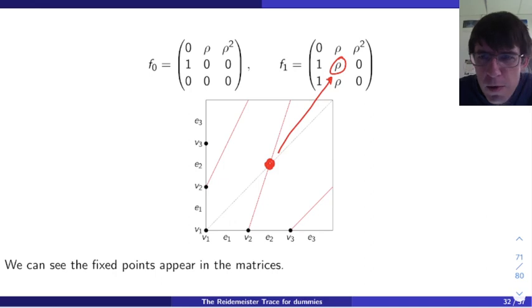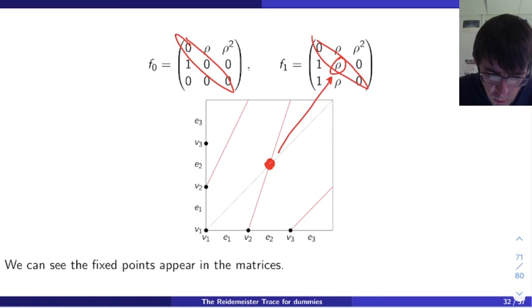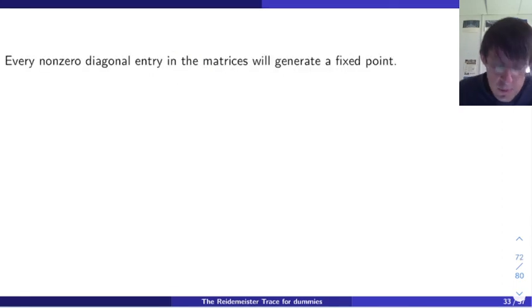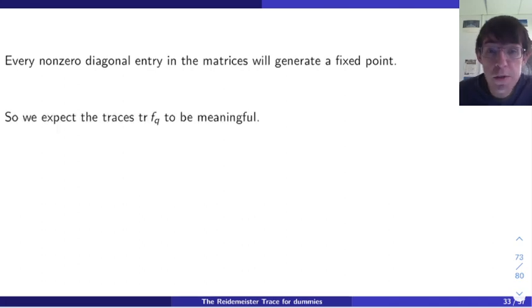And maybe now you can see why the trace is going to be important. The trace, remember, is the sum of all the diagonal entries. You just add up these guys and these guys. The diagonals are important because these fixed points arise when one of the bits goes onto itself, and such a thing always arises as something on the diagonal in these matrices. The fact that I have all zeros elsewhere means that none of these other bits ever mapped onto themselves, and so they generated no fixed points. All right? So this is what I just said. Any non-zero diagonal entry will generate a fixed point. So we expect the traces of those two matrices to be meaningful.